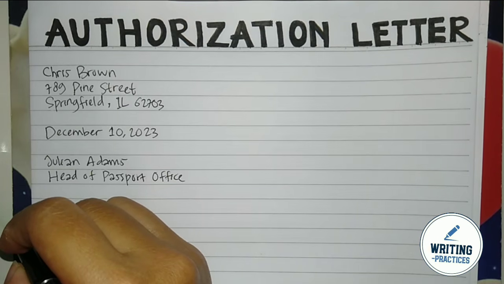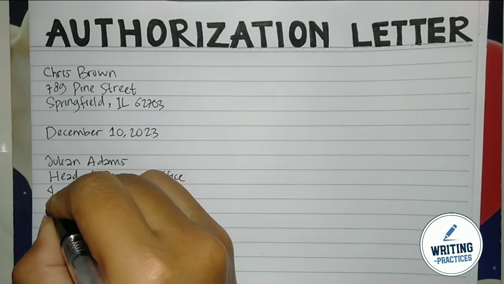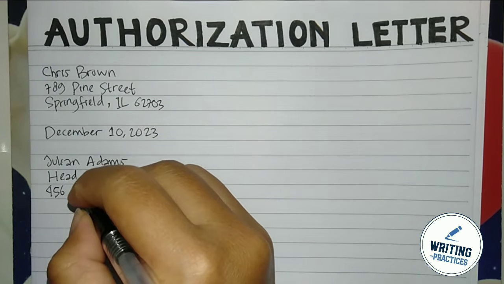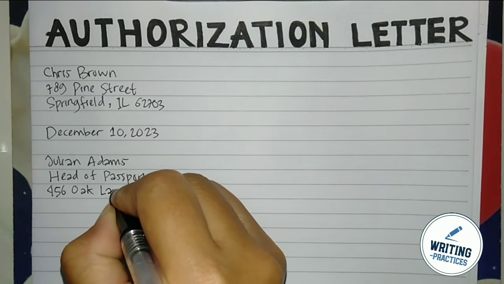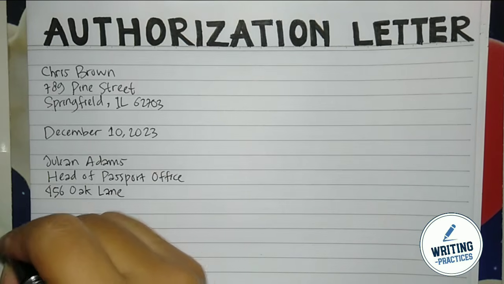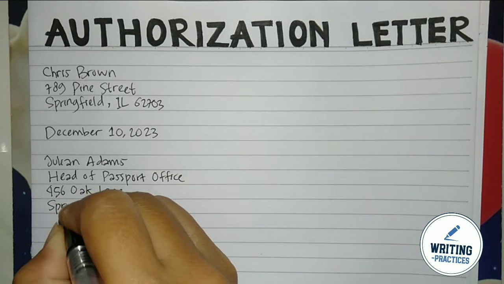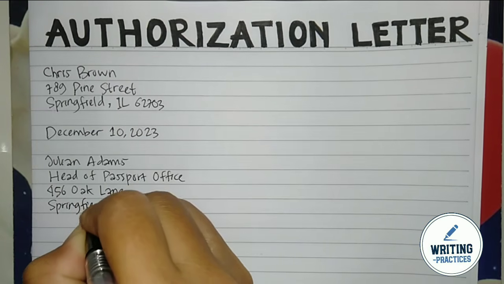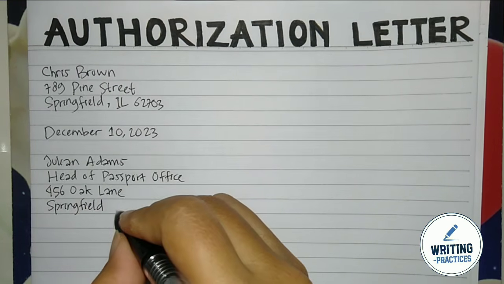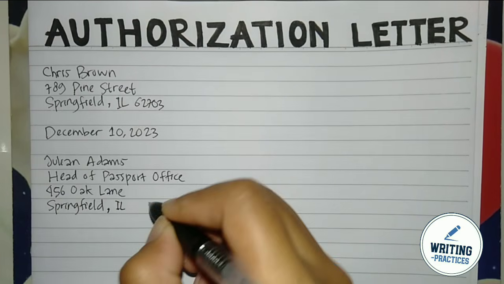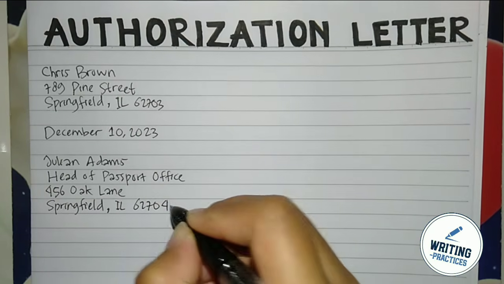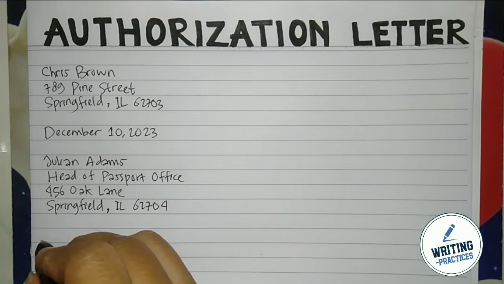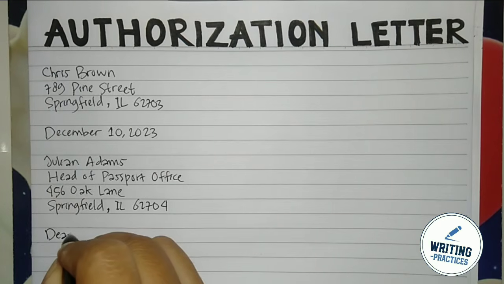For the next, write the information about the recipient. You need to write the full name of the recipient. You may skip if you don't know. And under it, write the occupation in a company or organization or institution. In this example, the letter is addressed to the head officer in the passport office. And write the address of the office. When you do it, don't forget to include the number, street name, city, state, and zip code.